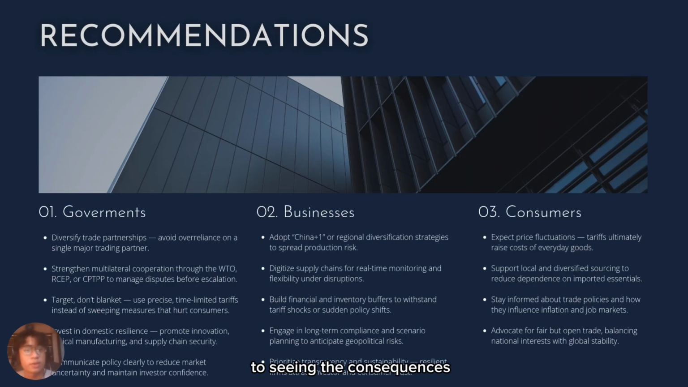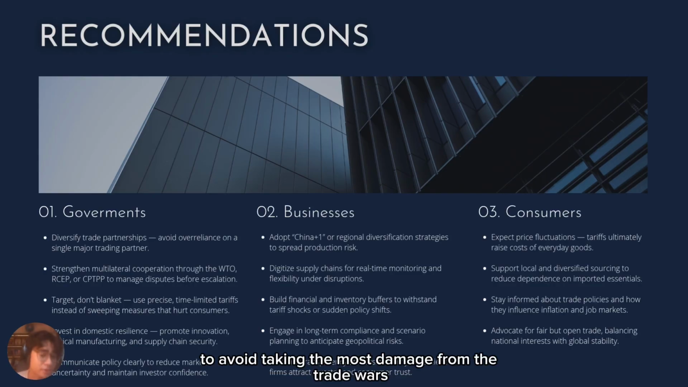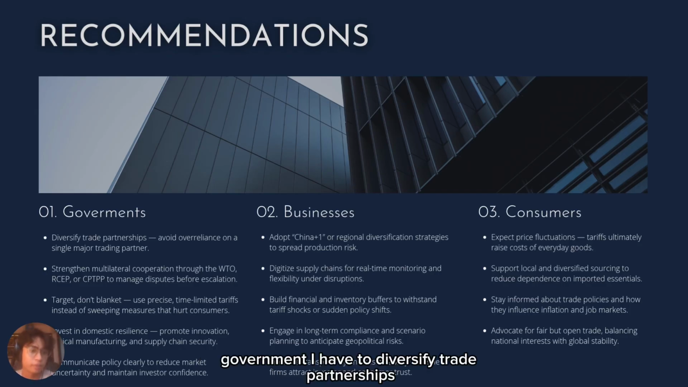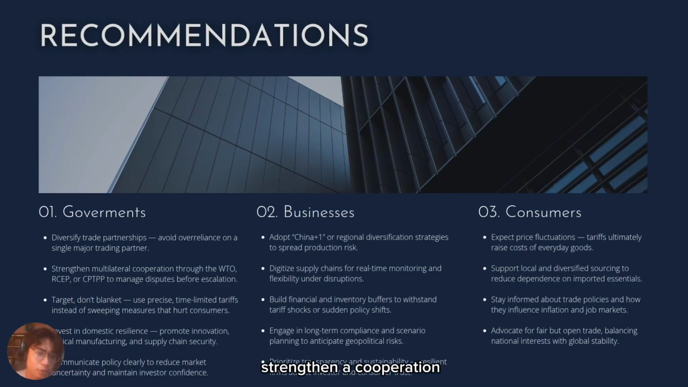So, seeing the consequences, I have recommendations for all the parties to avoid taking the most damage from the trade wars of the giants. First of all, government. They have to diversify trade partnerships and strengthen cooperation through the World Trade Organization. They can target, but not blanket: use precise, time-limited tariffs instead of sweeping measures that hurt consumers in the long run. Invest in domestic resilience and communicate policy clearly to reduce market uncertainty.